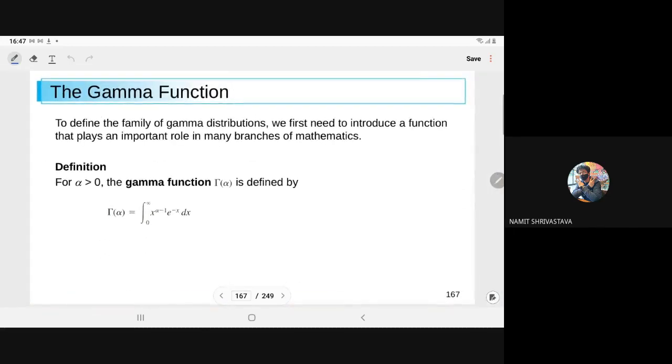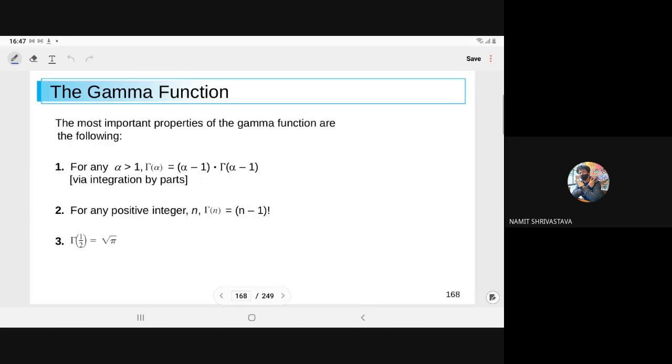Yes, sir. For positive alpha, we are defining one special function, which we denote by gamma. Gamma for positive alpha is equal to the integral from 0 to infinity of x to the power alpha minus 1, e to the power minus x, dx. It has some properties. So what are the properties that we are discussing here?